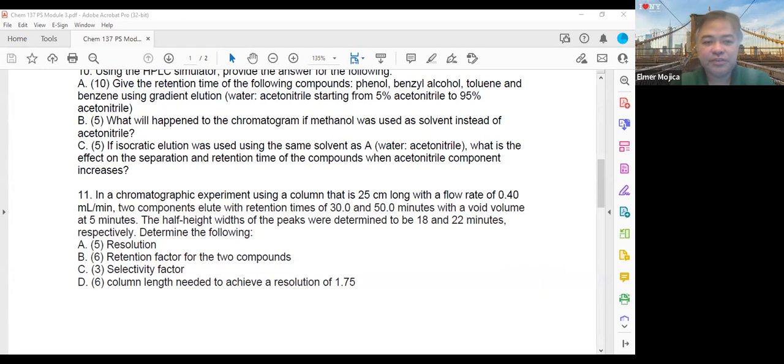We have to solve first for what? Alam niyo yung N?